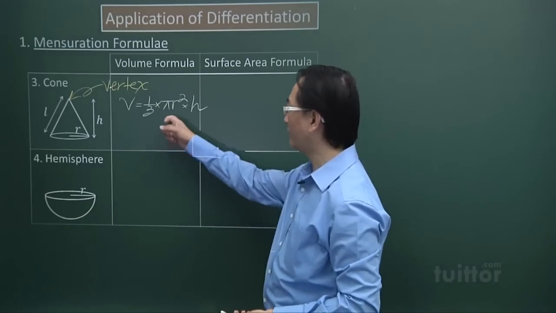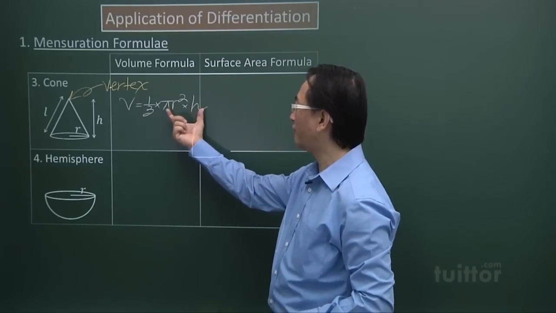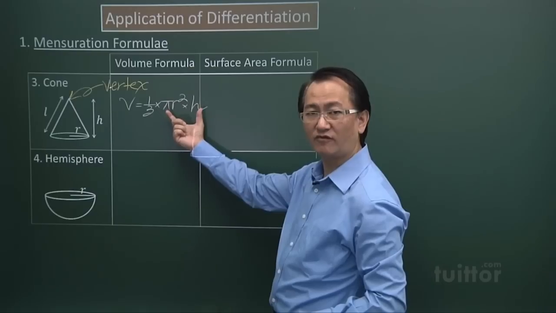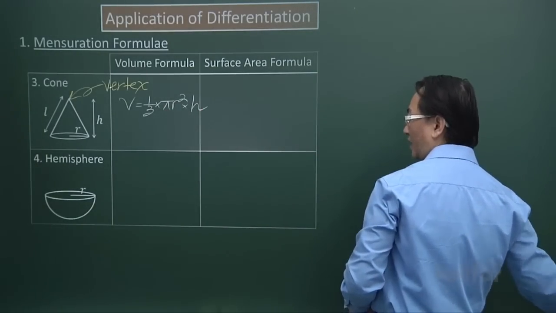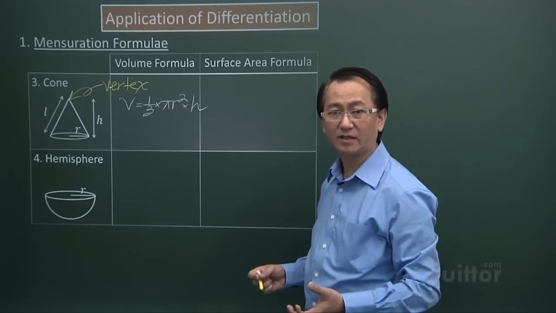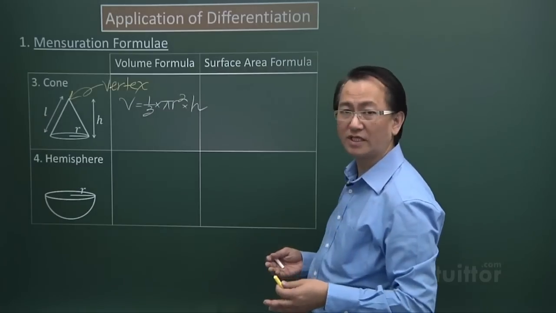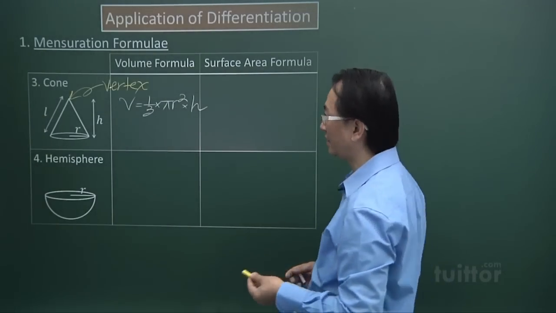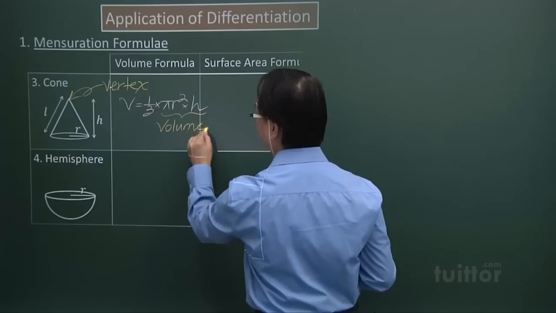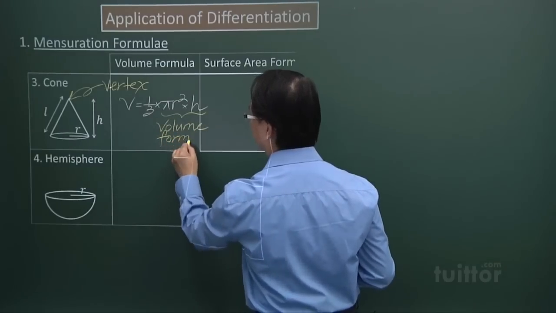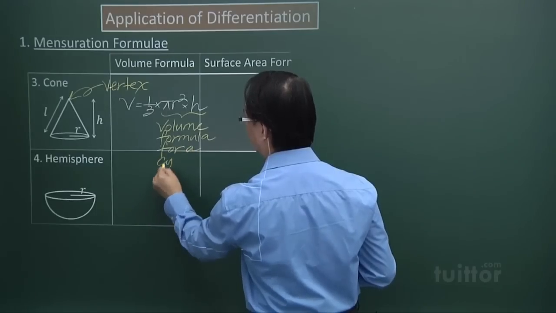And you notice that this particular part, pi r squared h, is actually the volume formula for a cylinder. So we would say that with the same radius and the same height compared to the cylindrical container, then the volume of the cone is always 1/3 the volume of the cylinder. So in this case, you can see this is the volume formula for a cylinder.